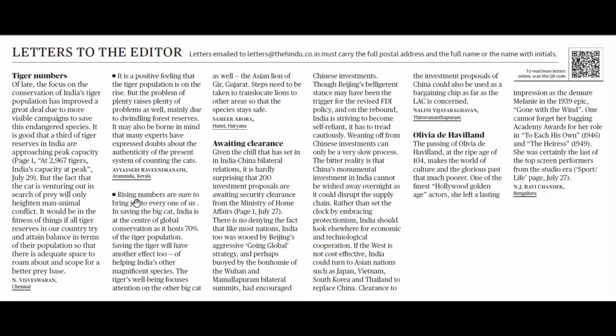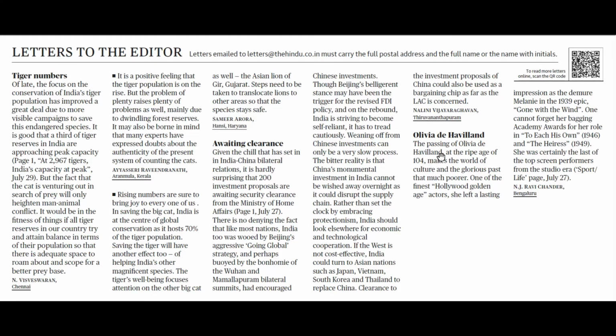Then another one is here, rising numbers are sure to bring joy to every one of us in saving the big cat. So varieties of people have written about the same endangered species, the tiger. Then there is awaiting clearance. Given the chill that has set in India-China bilateral relations, it is hardly surprising that 200 investment proposals are awaiting security clearance from the Ministry of Home Affairs. So here it is about the Indo-China bilateral trade relations.